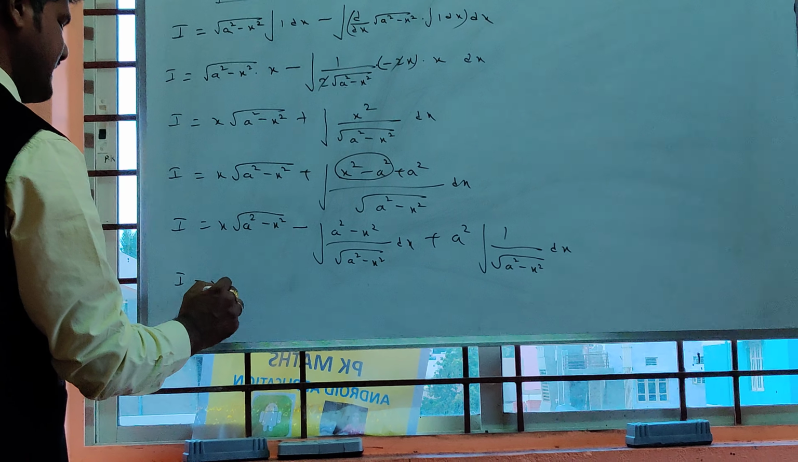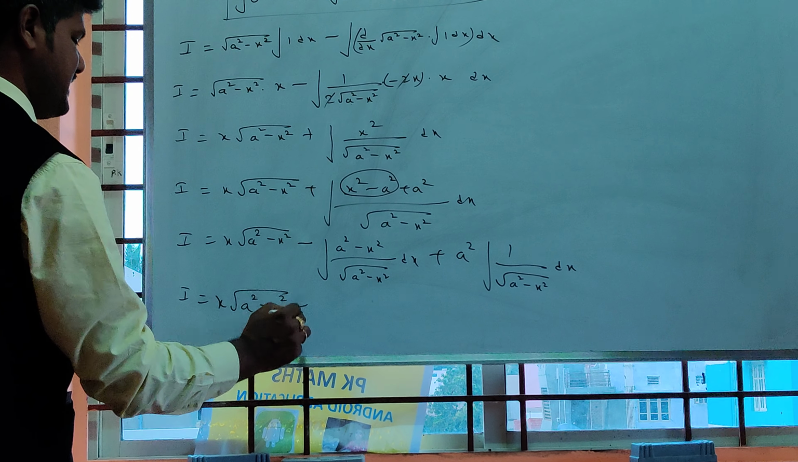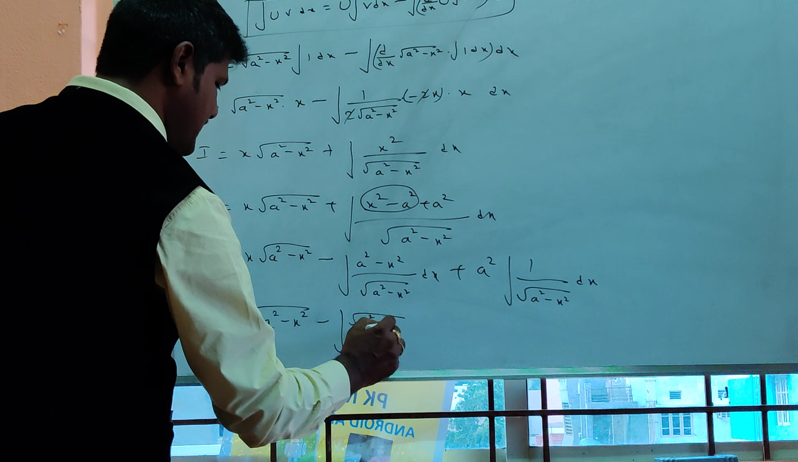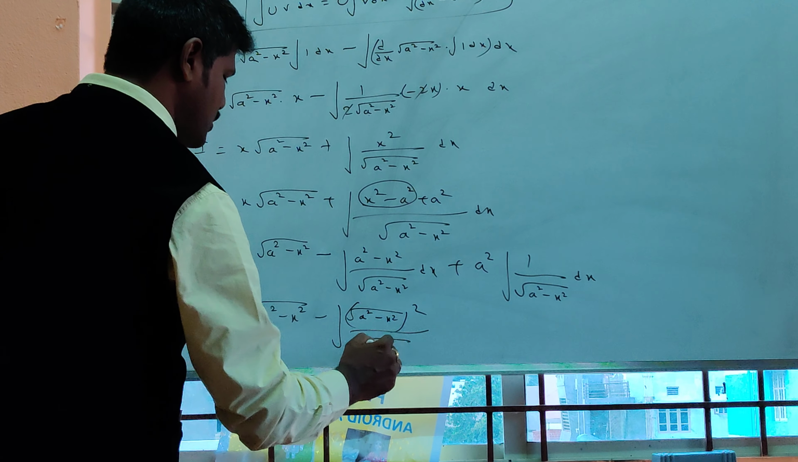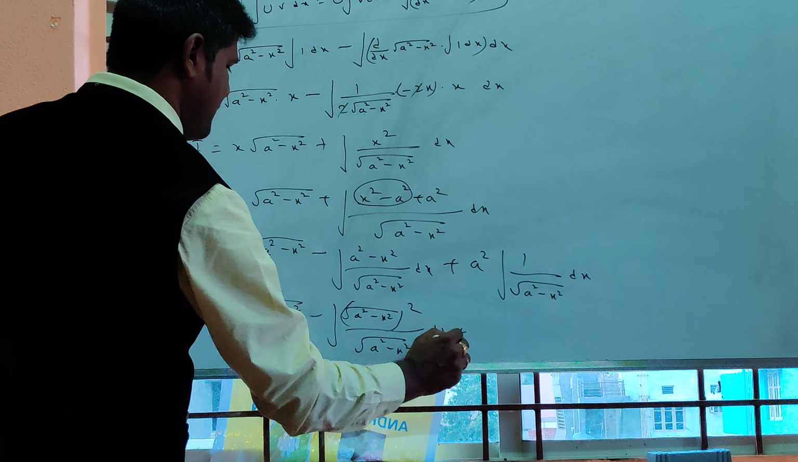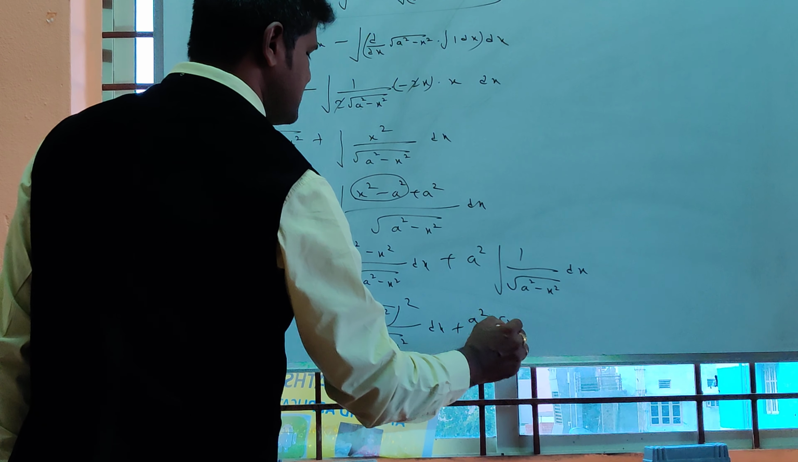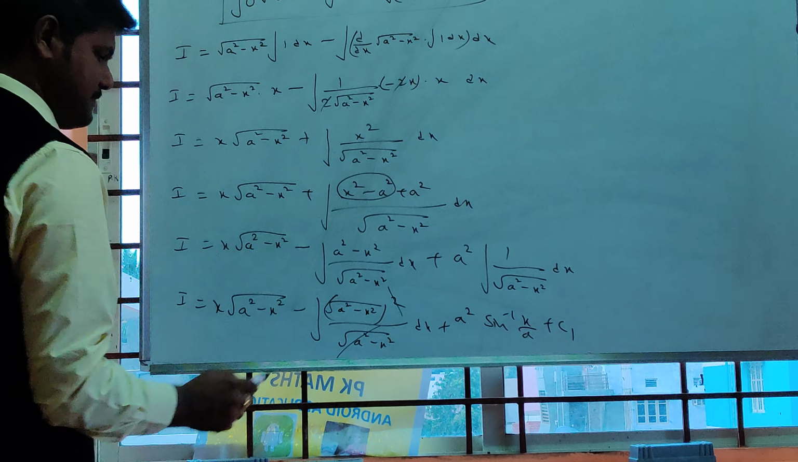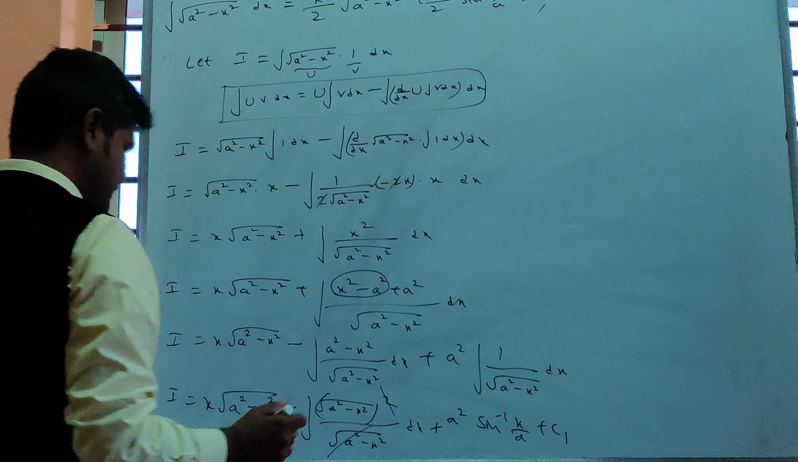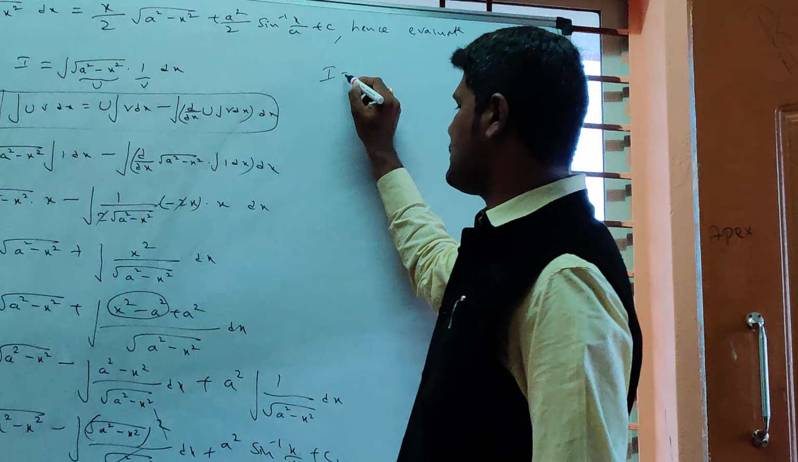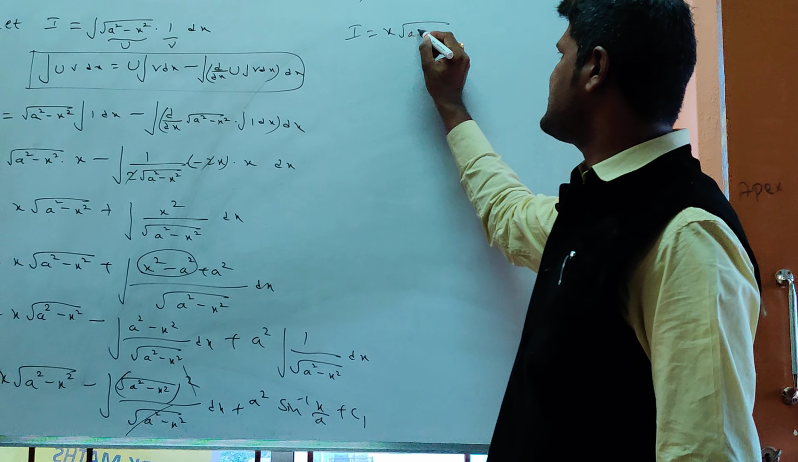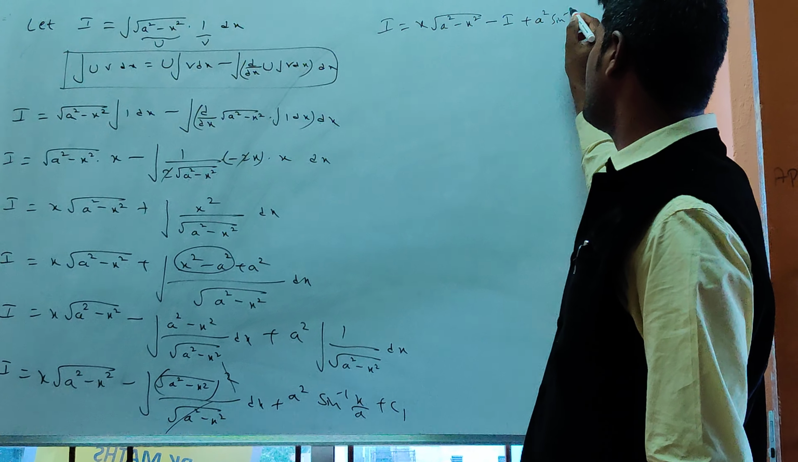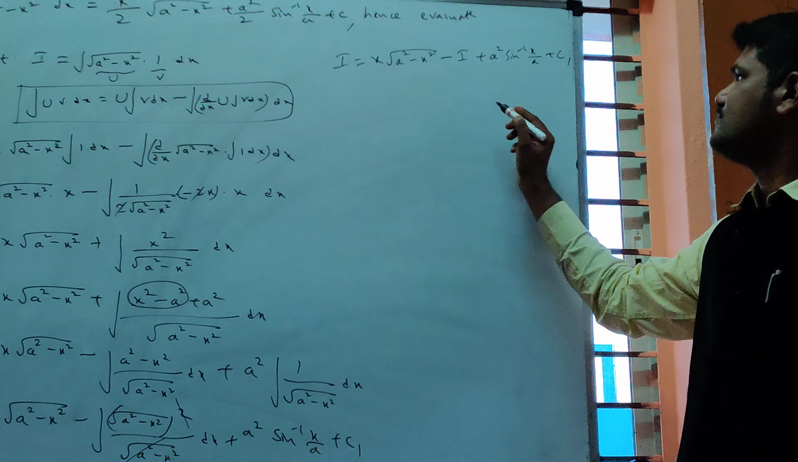I is equal to x root of a square minus x square minus integral. This a square minus x square you write as root of a square minus x square whole square by root of a square minus x square dx, plus this is, we know the formula, sin inverse x by a plus c1. If you observe, this term cancels. This is nothing but the given question I. So I is equal to x root of a square minus x square minus I plus a square into sin inverse x by a plus c1.